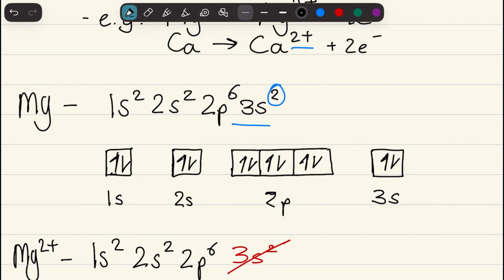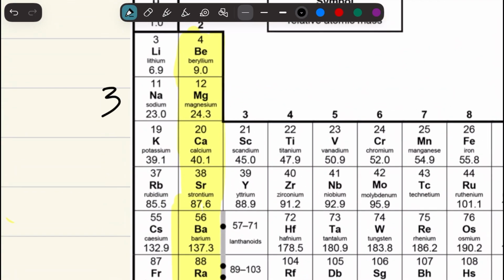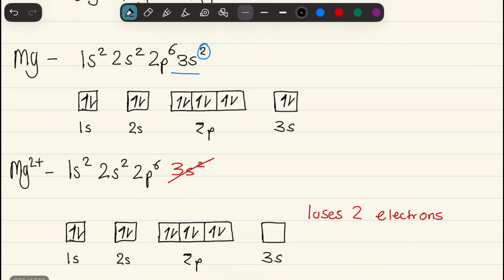Now, you also need to be confident with drawing the electron configuration. All of them are going to end up with the highest energy occupied subshell being an s subshell, fully filled, s2. So for example, magnesium, because it's in period 3, 3s2. Calcium, because it's period 4, 4s2. Strontium, because it's period 5, 5s2. Just be confident with that.